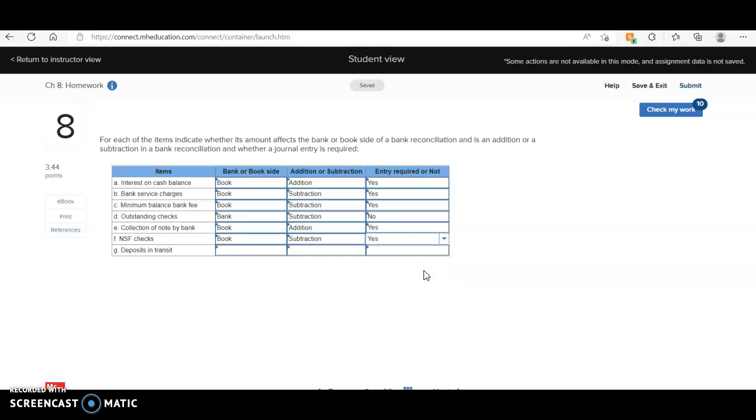The last one is deposits in transit. So for here, we have deposits that we made, but it has not been posted to the bank statement as of the statement date. So that means that on our book side, we keyed in a deposit.